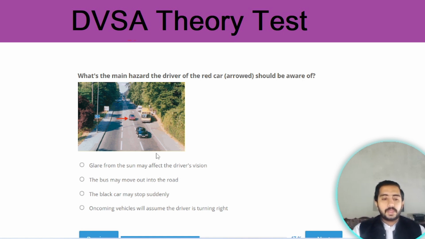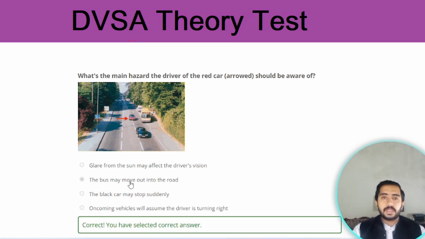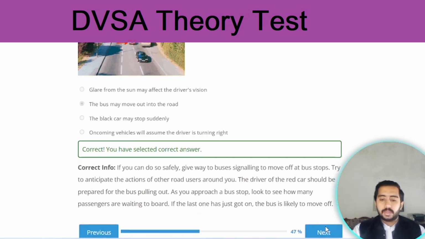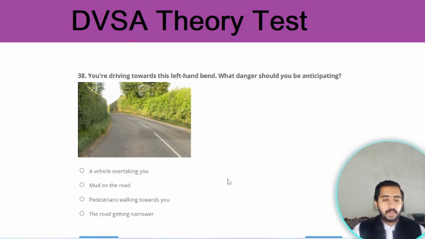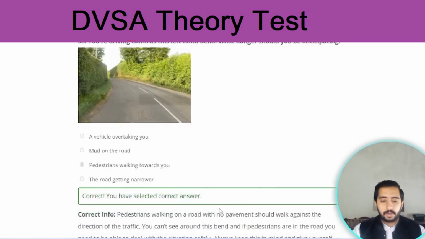The correct option is the bus may move out into the road. Option B is the correct option, which is the bus may move out into the road. Option B. Next one. Question number 38. You are driving towards this left hand bend. The danger you should be anticipating is pedestrians walking towards you. Option C is the correct one.